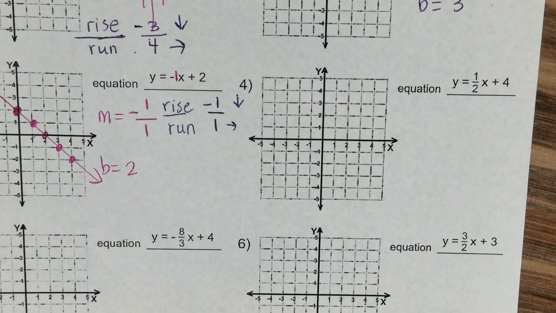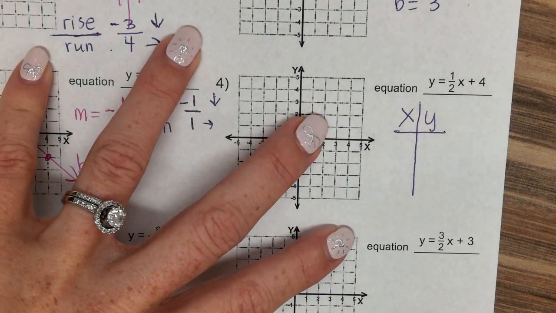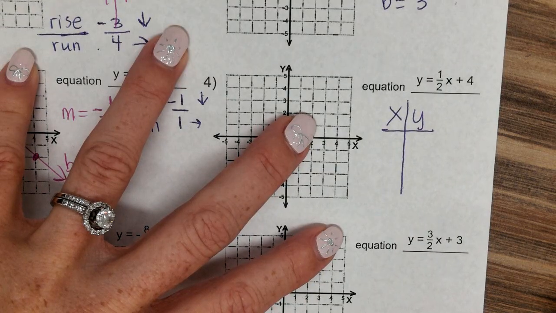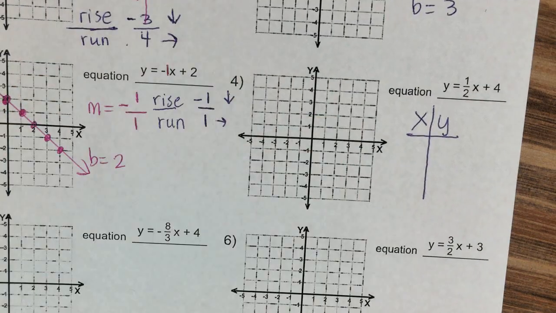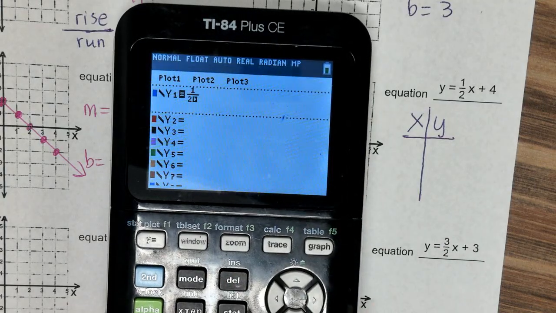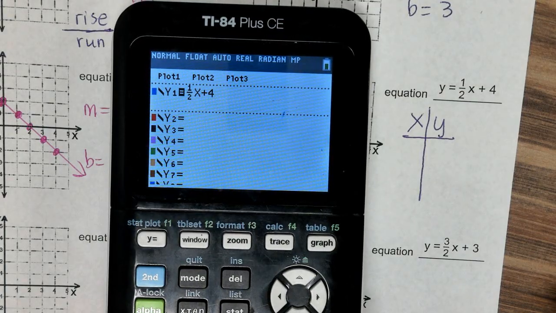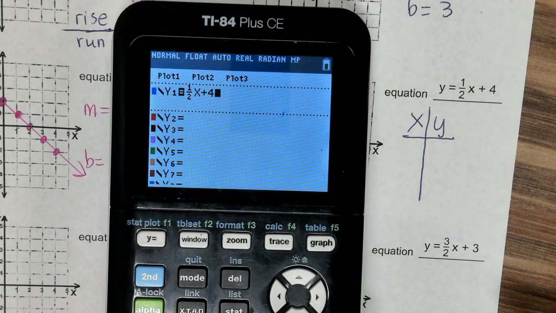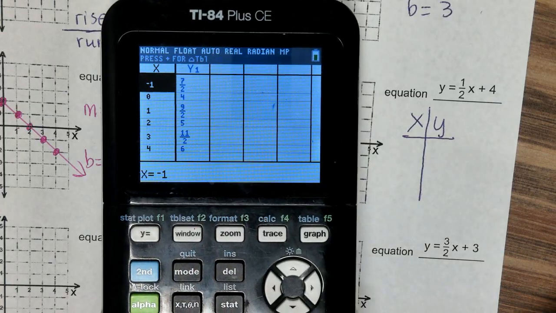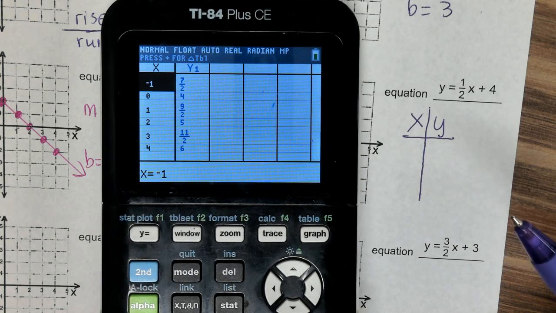This is the last one we're going to do, and let's do this one making a table, just to remind y'all. So if I make a table, I do this. Are y'all with me? I go to y equals. I type in 1/2 x plus 4. I should see everybody doing this. I go to second graph, and I pick some numbers to graph. Which numbers would I stay away from? The fractions and the decimals.